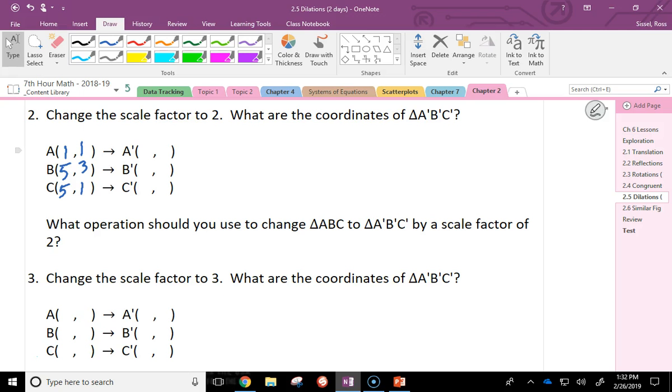So for my A, everyone should have this answer because it was on the computer. What were my new coordinates for A? This is A. Remember, A with that little tick mark means the image of A. What were the new coordinates? It would have been 2, 2. What was B? I got 10, 6. It would have been 10, 6. And C, 10, 2. Sorry, should be 10, 2. Alright.